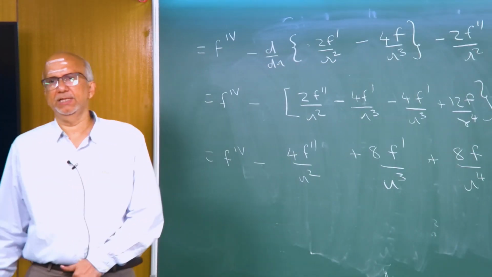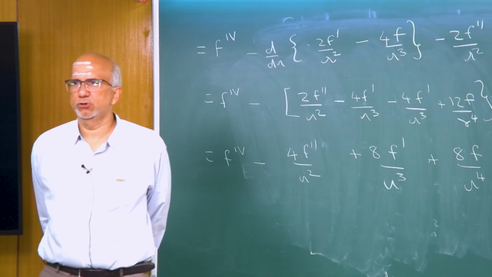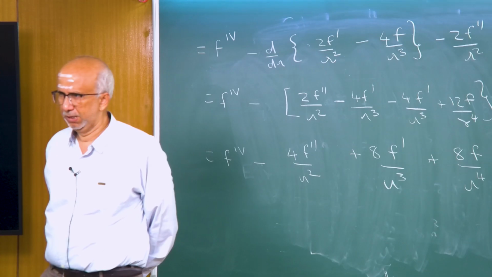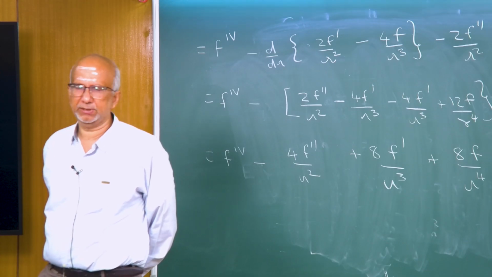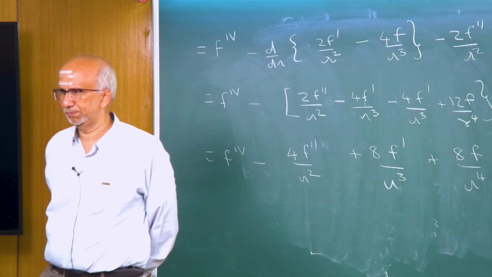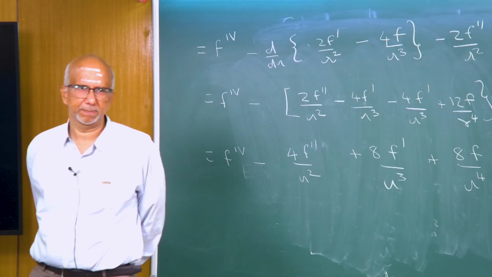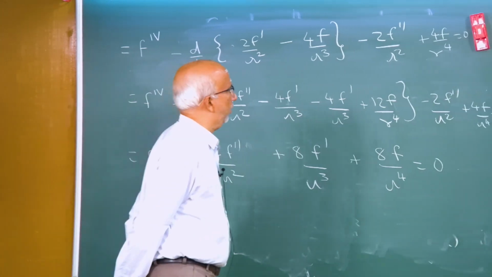So basically this f of r, which I assumed as the r dependency, has to satisfy this differential equation. If it satisfies this differential equation, then my psi is a possible solution. Okay, and then of course I have to worry about the boundary conditions and all that. Okay, so what have we done?